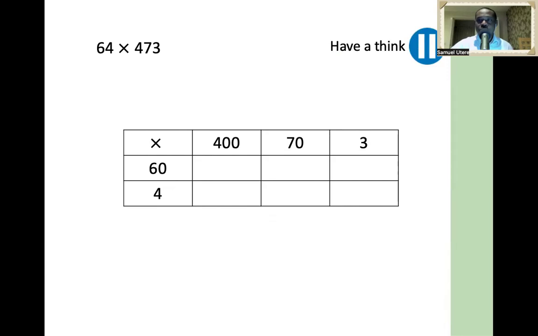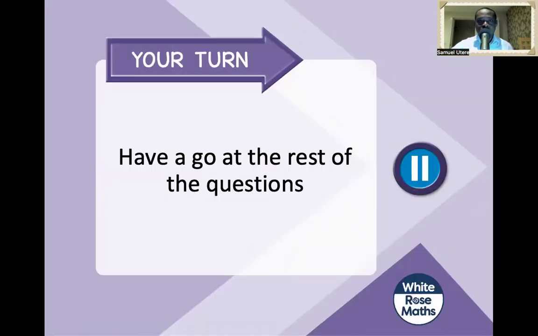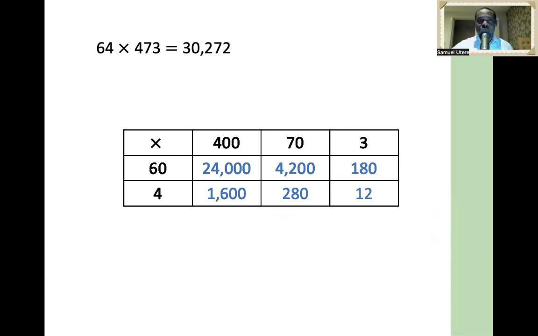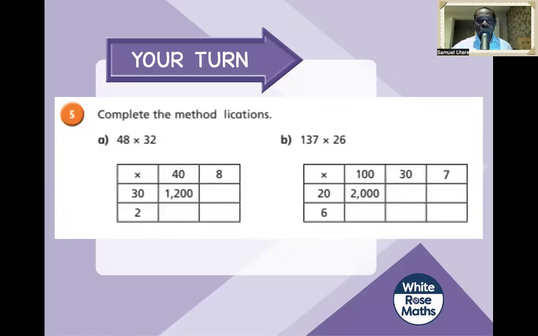Okay, assuming you've paused the video and you've answered the questions, here are the answers. So you get these, okay? And what do you do in the end? You add them. And they give you your result, 30,272. All right, pause the video and it's time for you to practice what you've learned. So pause the video and answer question 5 in 3 minutes. So this means complete this calculation.